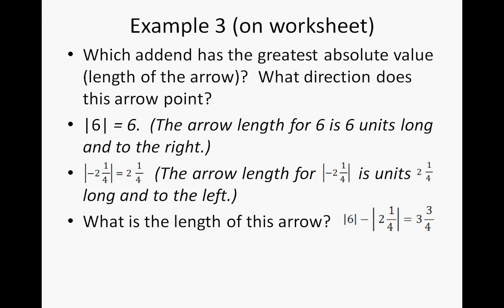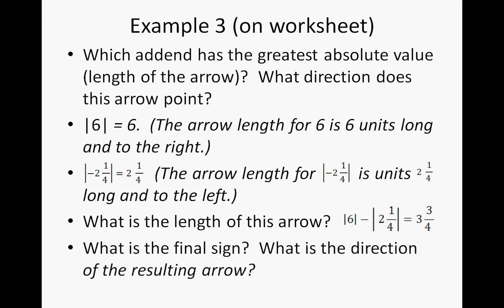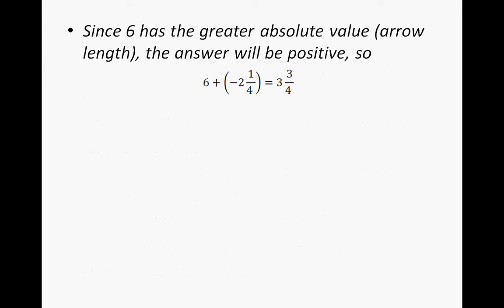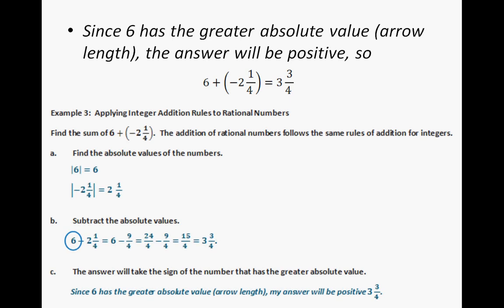So what is the length of this arrow? The absolute value of 6 minus the absolute value of 2 1/4 is 3 3/4. And what is the final sign? What is the direction of the resulting arrow? Well, since 6 has a greater absolute value, or arrow length, the answer will be positive. So 6 plus negative 2 1/4 is positive 3 3/4. And so here is the summary of that example.